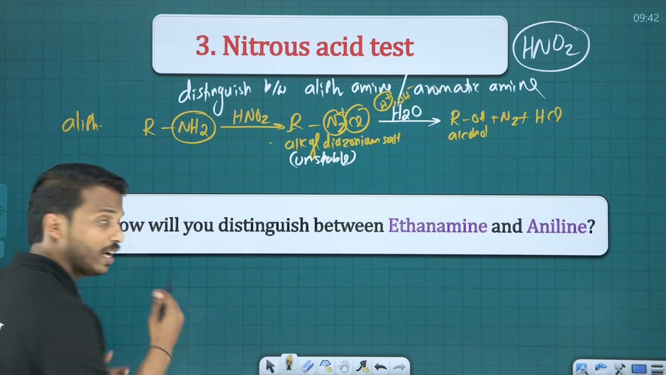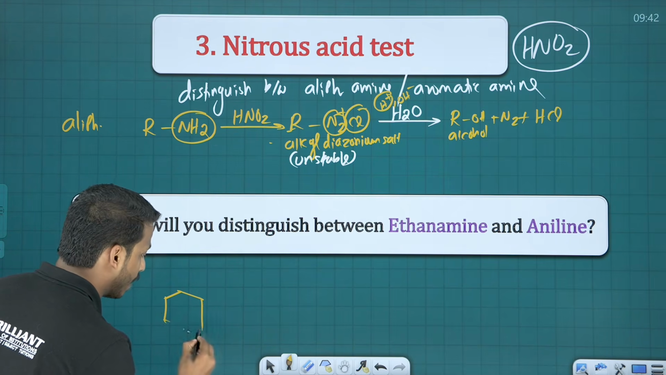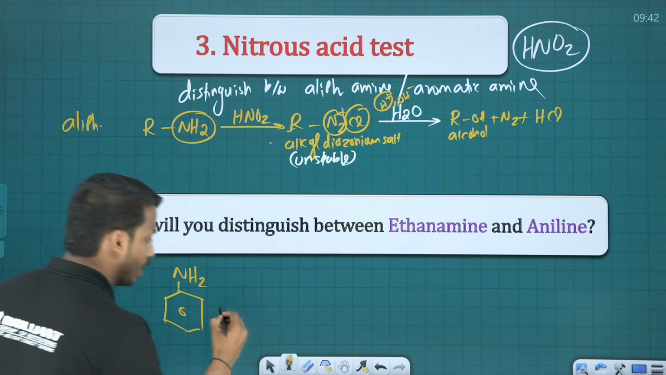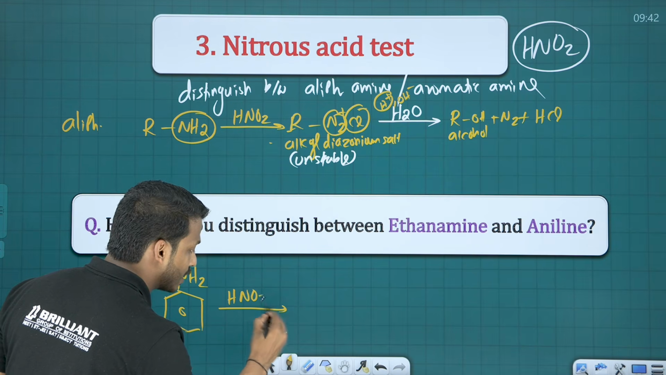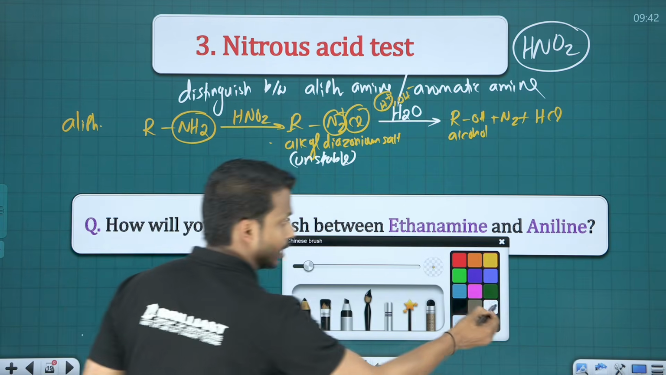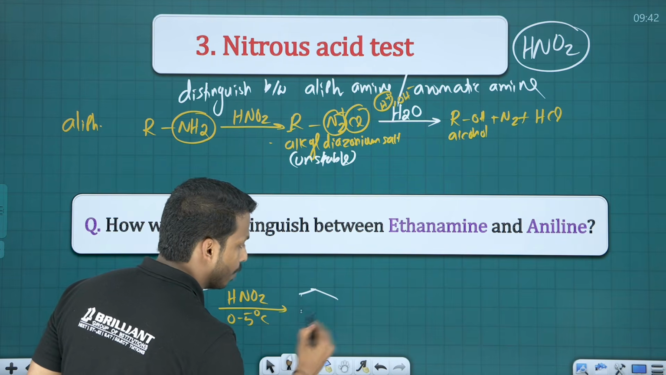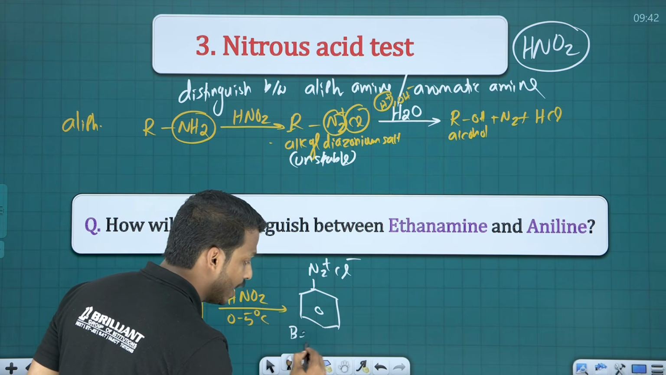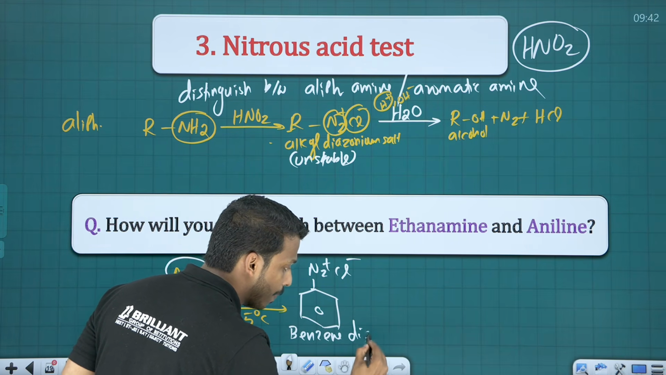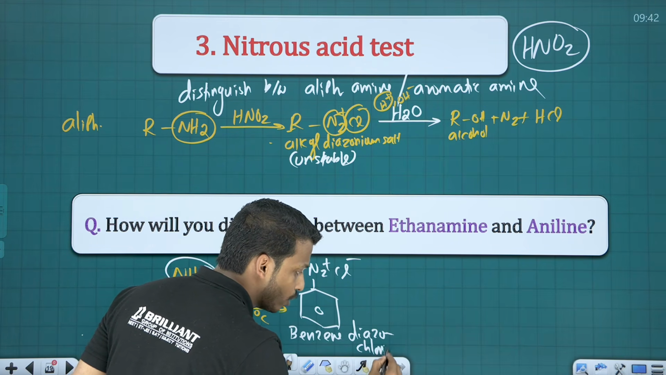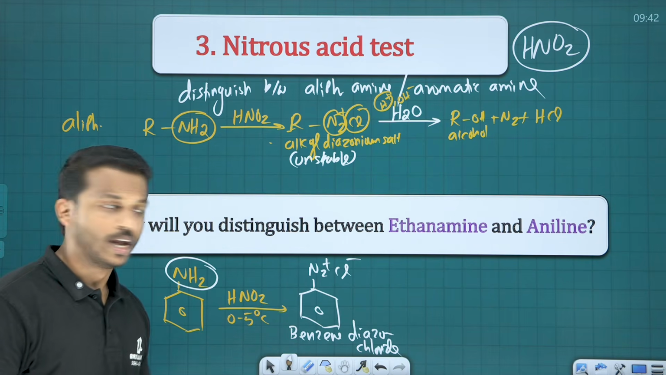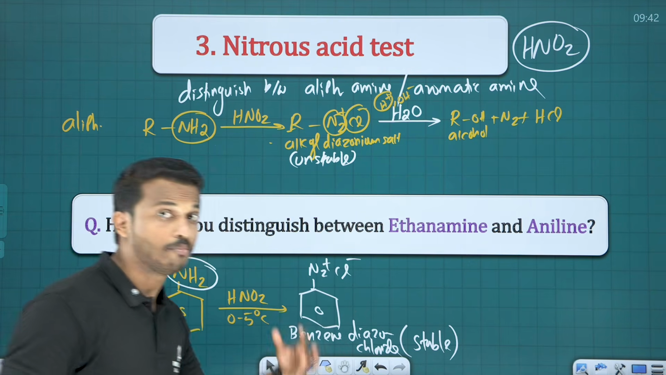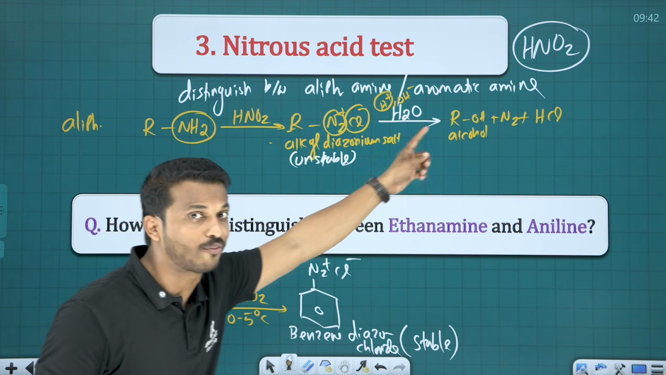Whereas if it is an aromatic amine, for example, let me take it aniline. If it is aromatic amine like aniline, when react with the nitrous acid at 0 to 5 degrees Celsius, what happen? NH2 become N2Cl. What it is called? Benzene diazonium chloride, right? You know the name and all. Benzene diazonium chloride. It is highly stable. So what? It immediately do not react with water and form alcohol.